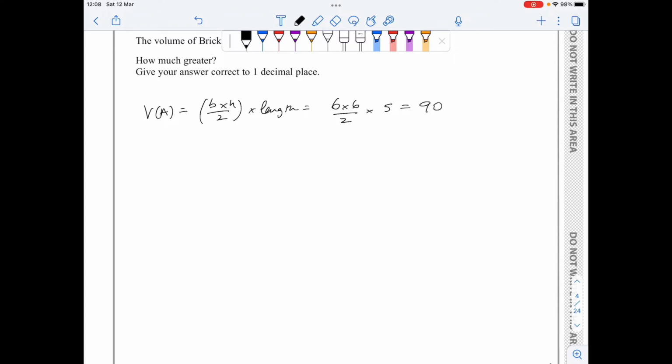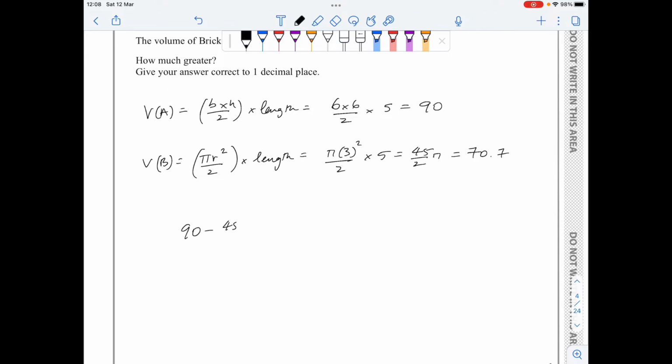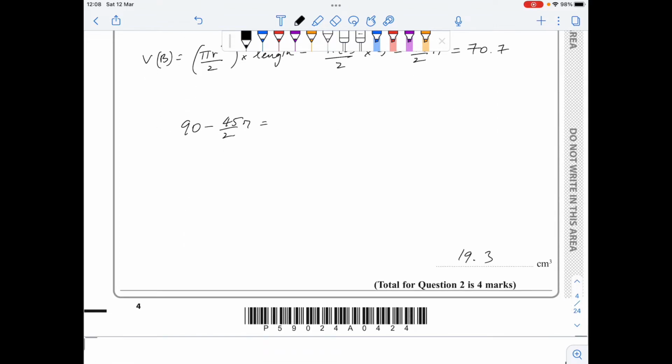That's for shape A. For shape B, the cross section is a semicircle, so I've got pi r squared over 2 times the length of the prism. So pi times 3 squared over 2 times the length, which is 5. This will give me 45 over 2 pi. That's approximately 70.7. So the difference is 90 minus 45 over 2 pi, and this will give me an answer of 19.3.